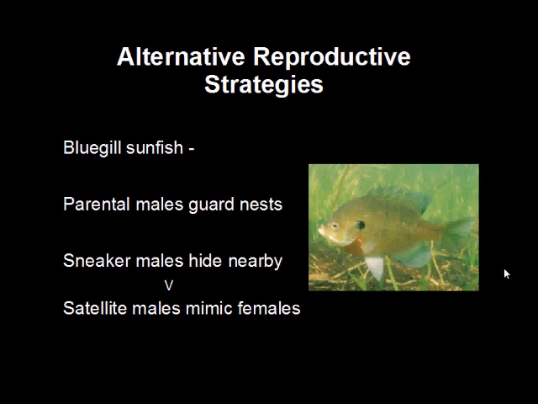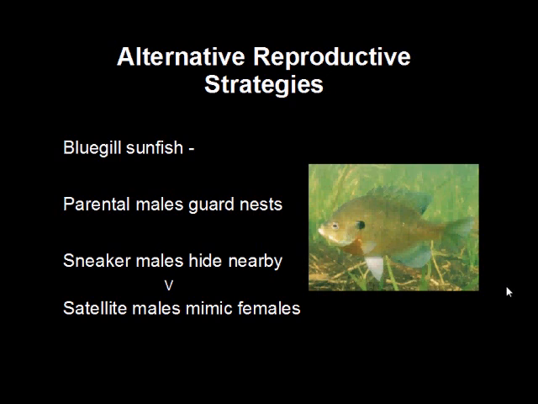But the younger bluegill sunfish have some other strategies that they're operating. So the sneaker males, they're the youngest, and they hide near the nest. And they just wait for an opportunity to dart in and mate with the female. Just sneak right in, unnoticed. They're just little. And sometimes that works.